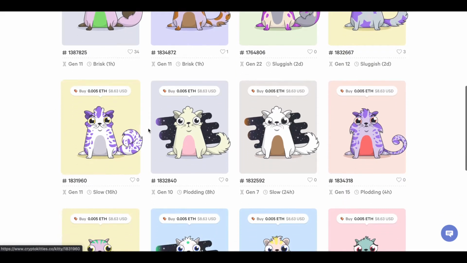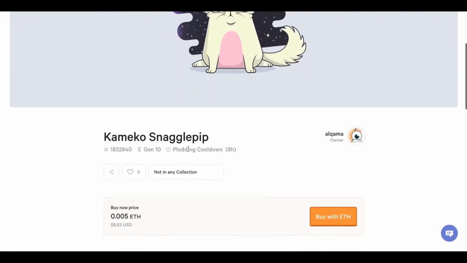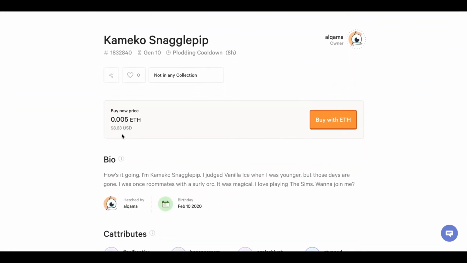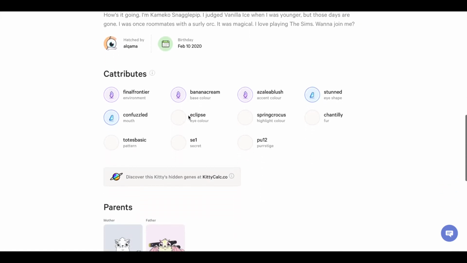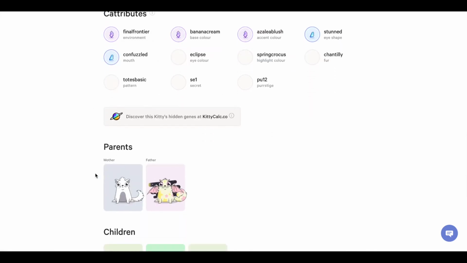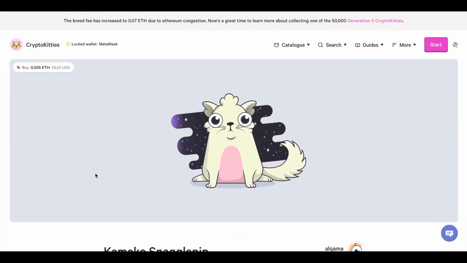And if I click on any of these, we can take a look at, this is the name of the cat, this is the selling price, which is about $8. It has a bio, it has a birthday, which is February 10, 2020, and these are the attributes it comes with. And you can see its parents. Some of the cats have more rare attributes than others, and then they became more and more expensive as people started trading them.